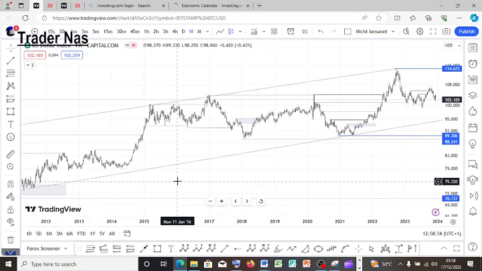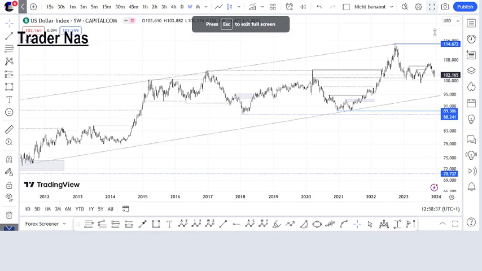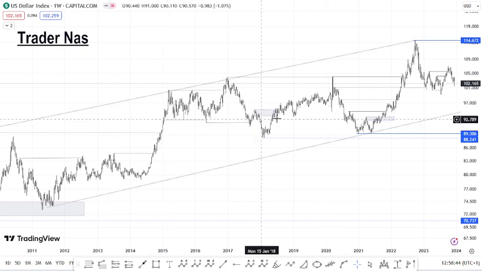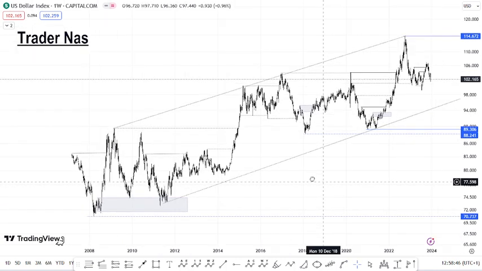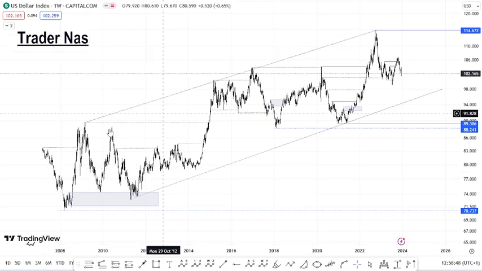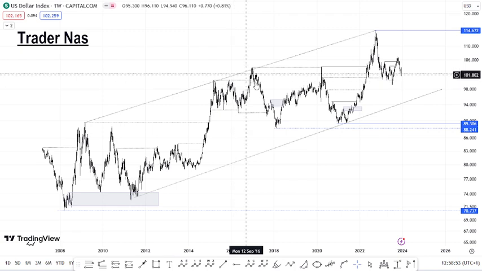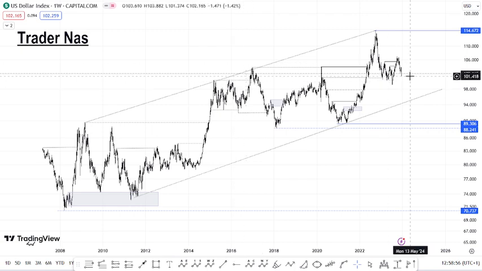This is the DXY, I mean the dollar index, guys, and let me just zoom in. For the last couple of weeks, the dollar has been trading inside that channel that I see here. It's been trading inside this price channel, trading up, bouncing, dropping, and then going up, bouncing and then dropping, going up again, bouncing, and currently hanging right here.